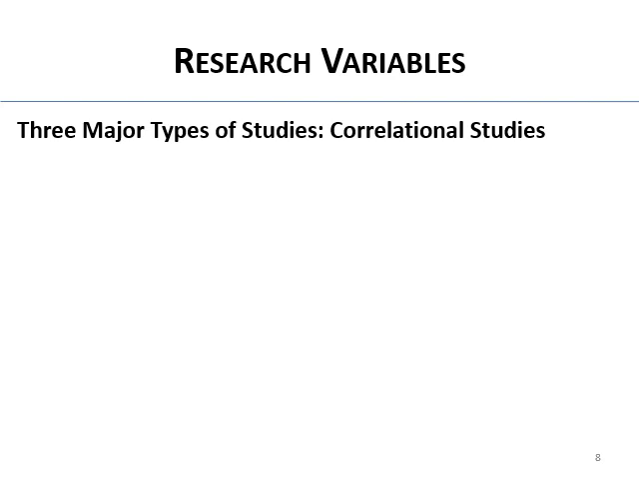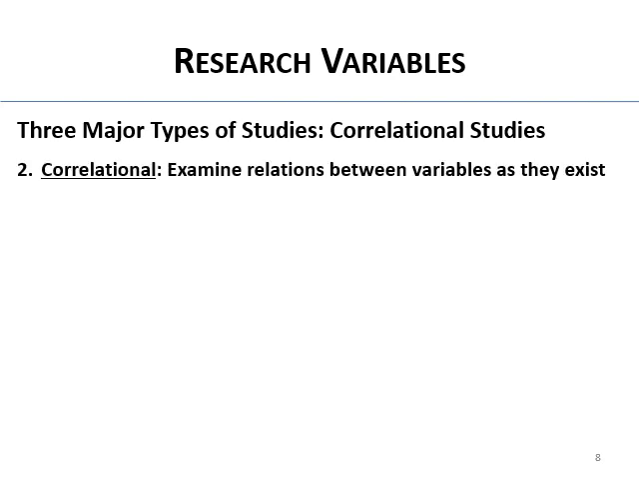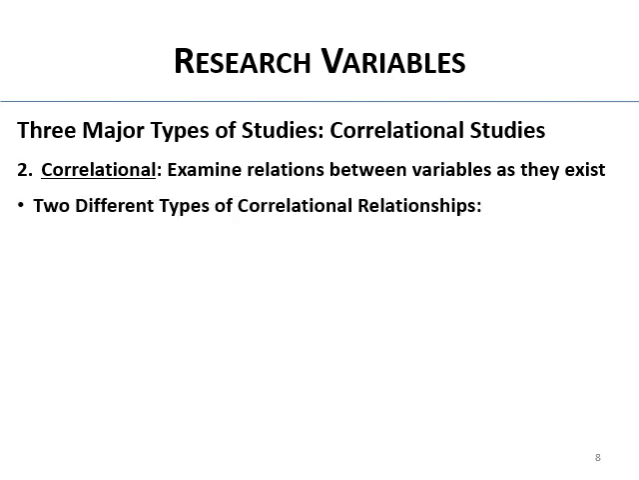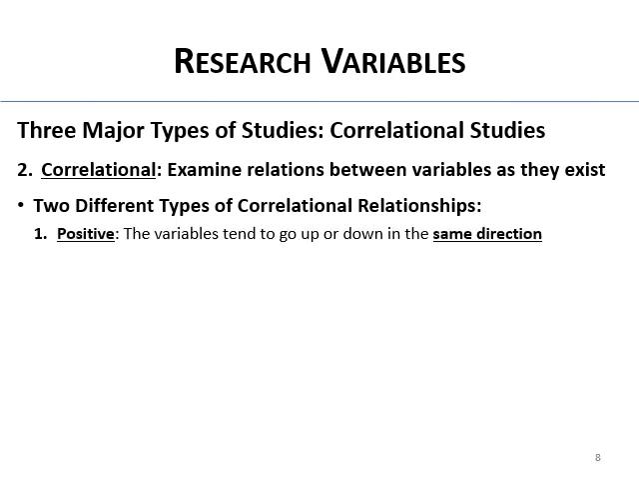So the next major type of study that we do is correlational studies. And correlational studies examine relations between variables as they exist. So that's that whole as they exist in nature thing. We call those correlational studies. And they look for two different types of correlational relationships.